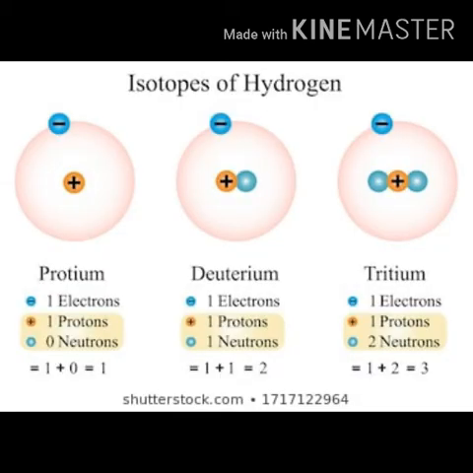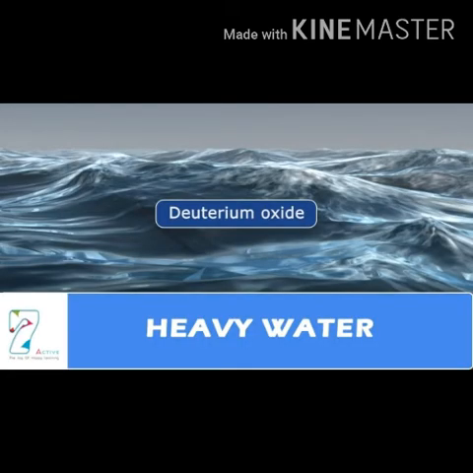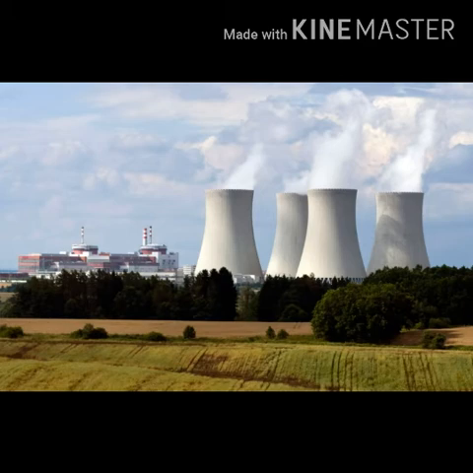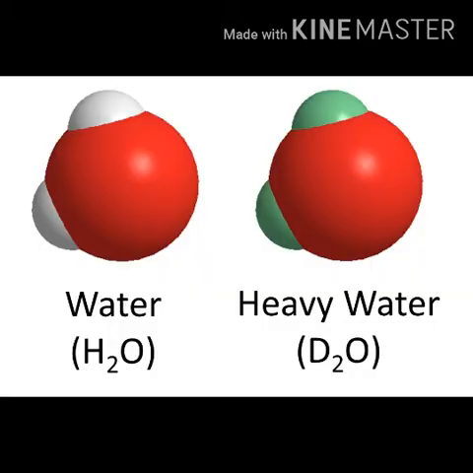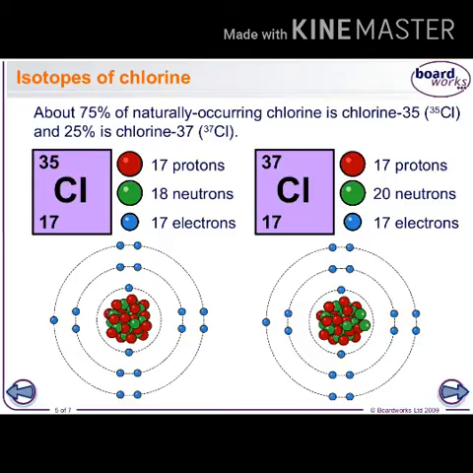There are 3 isotopes of hydrogen, that is protium or the normal hydrogen, then deuterium and tritium. From this, deuterium oxide is also called heavy water, which is used as coolant in the nuclear reactor. Heavy water means the water that contains deuterium in place of regular hydrogen. Chlorine also has 2 isotopes, that is chlorine-35 and chlorine-37.